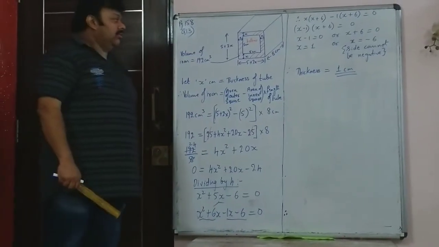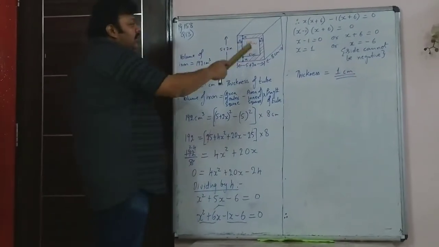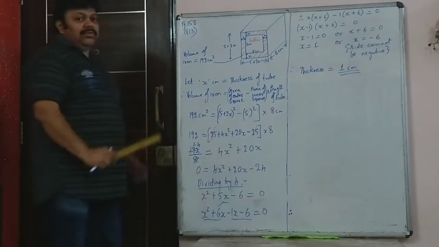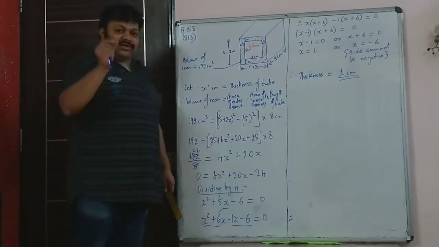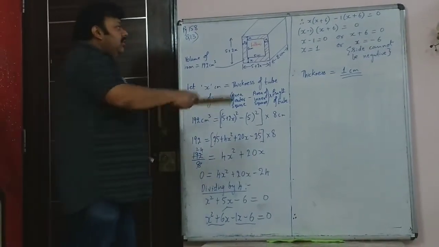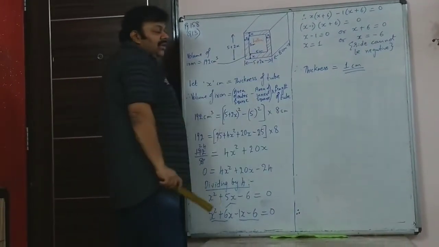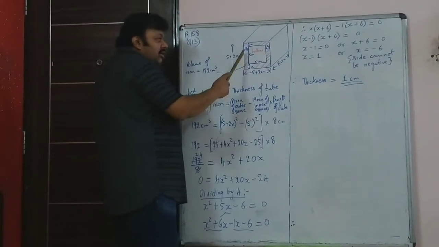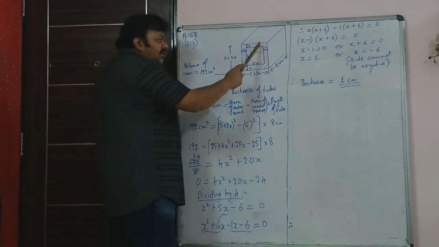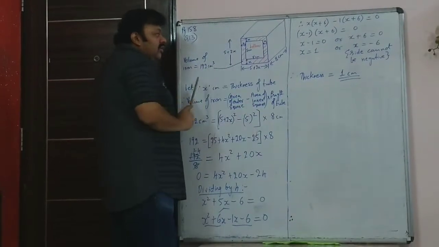Yeah, in the next sum, you are given that there is a square shaped tube. The square shaped tube has some thickness. The thickness we are assuming to be x. The inner area, the side is 5 centimeter. It's in the shape of a square.